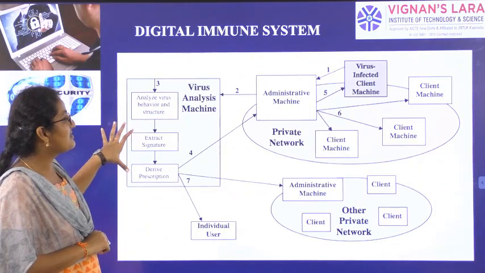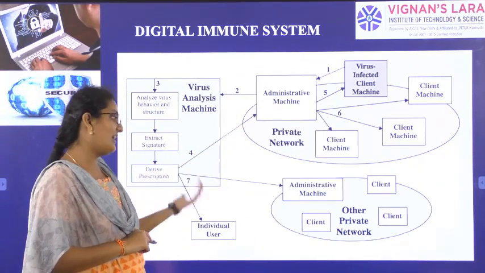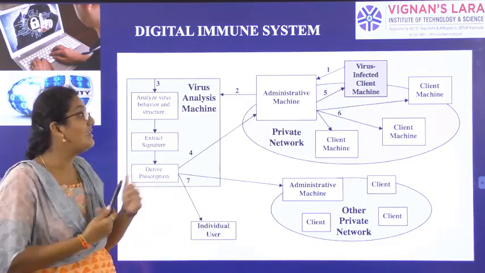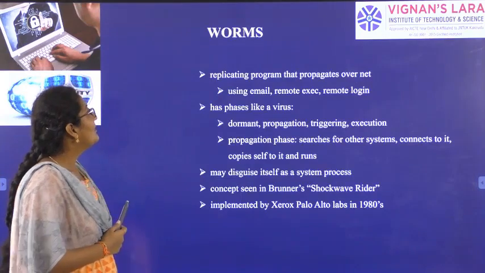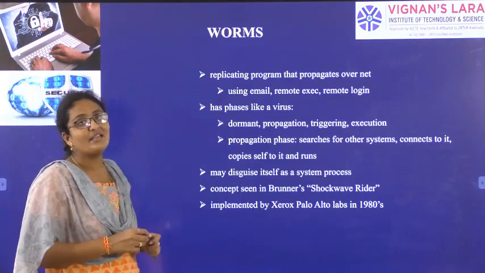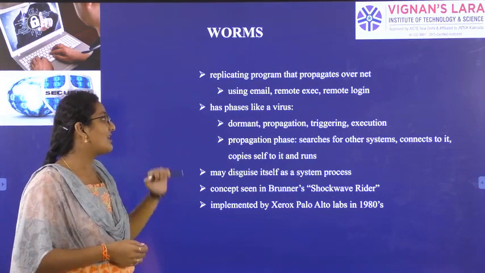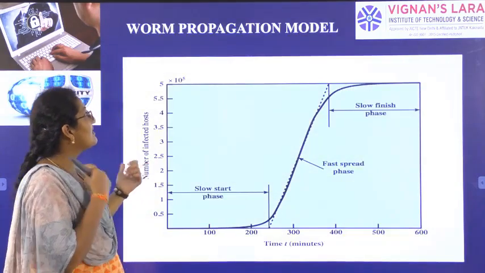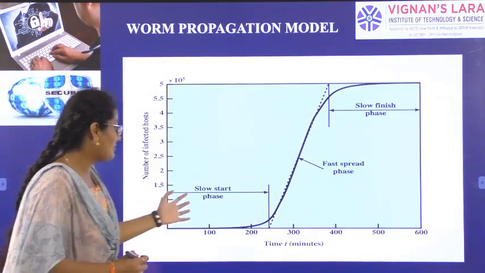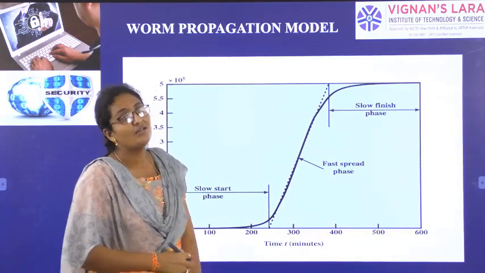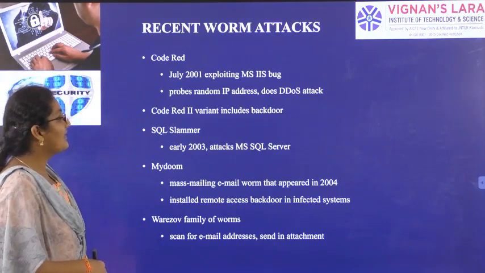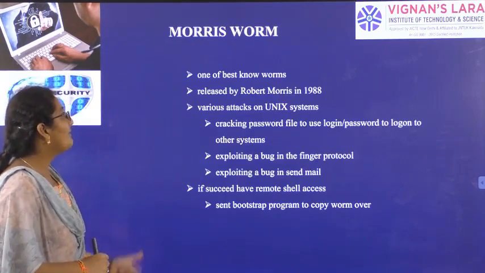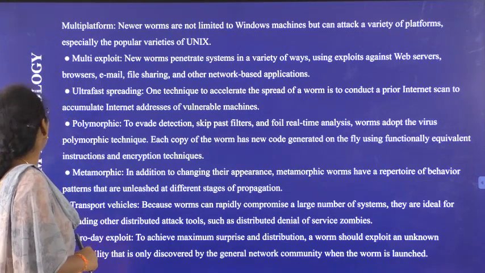So this is the digital immune system in a private network or in a public network, where the server and the client will be there. If a virus attacks, how we are going to stop it, we have seen in the form of a diagram. So next one is worms. A worm is independent of a host program, but it also has phases like dormant, propagation, triggering and execution. We have seen the propagation of a worm, that is the slow start phase, fast spread phase and slow finish phase. Next, the recent worm attacks, how a worm can attack a mobile phone, what is the Morris worm, who is Morris, and then worm technology.